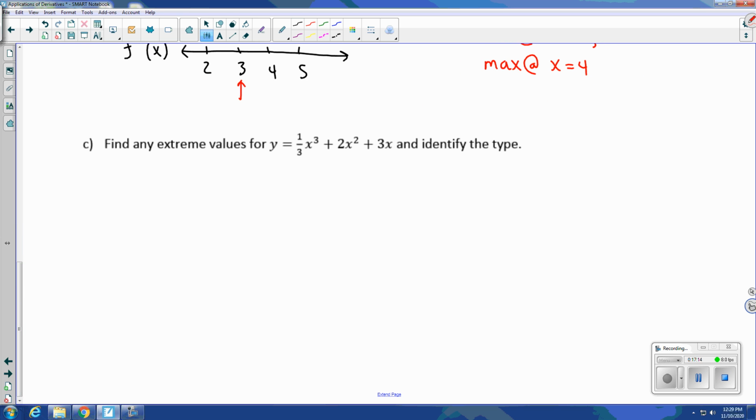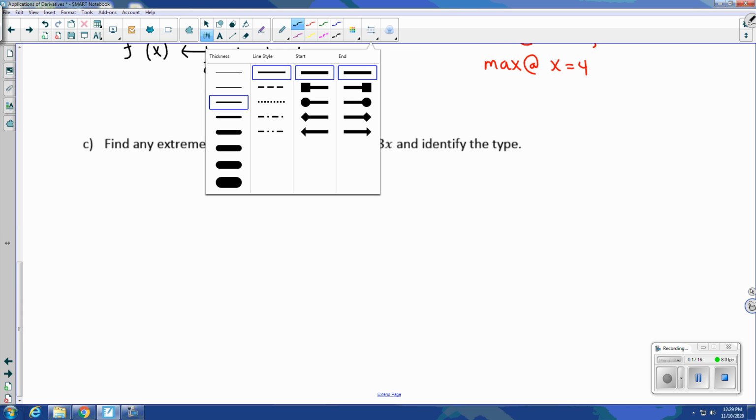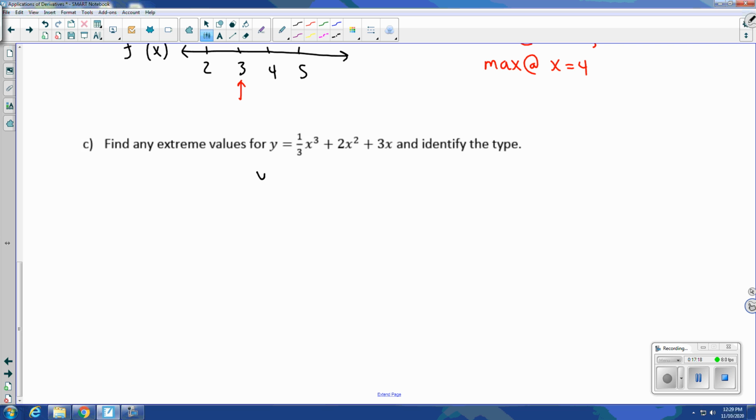C, find any extreme values for that function y. Extreme values require us to analyze critical points, which will be found from the derivative, or endpoints. By the way, this is an unbounded function. The domain is negative infinity to infinity. They don't give us a bounded interval, so I don't have to check endpoints. So endpoints will not be included in my critical points on my sign chart.